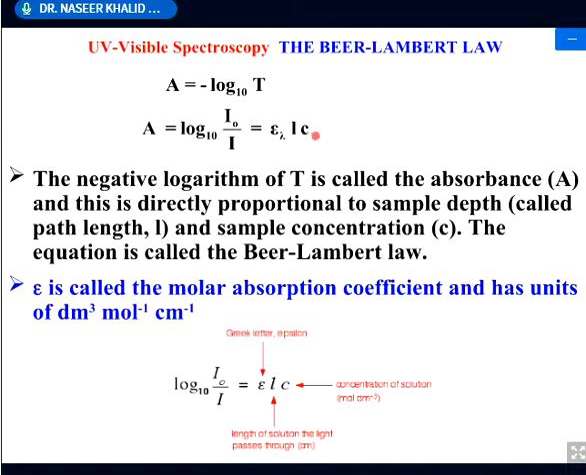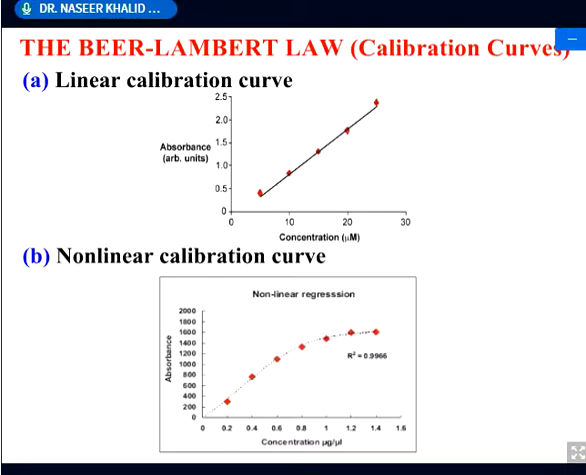If we change the concentration, the absorbance will increase. So if we make standard solutions of 1 ppm, 2 ppm, 5 ppm, 10 ppm, and measure the absorbance, we can make a correlation curve like this. This is the absorbance value, this is the concentration, for example micromolar or ppm, whatever units you are measuring.